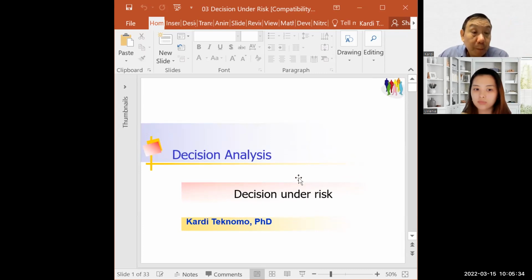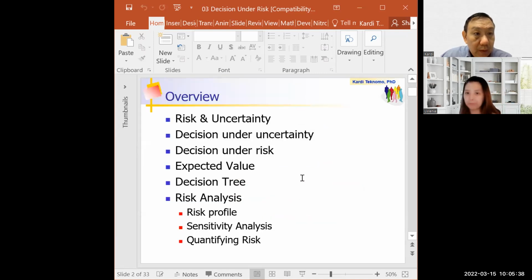So, what we have here, we discussed about risk and uncertainty, and what's the difference between uncertainty and decision under risk, right? Then, basically, we discussed about expected value and then decision tree and risk analysis. Okay.